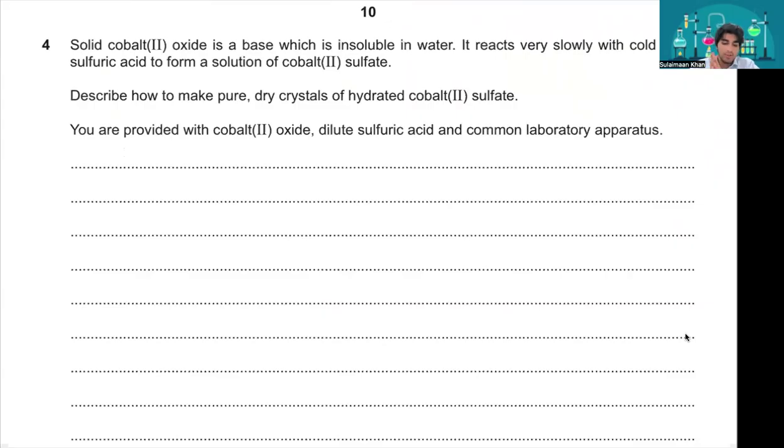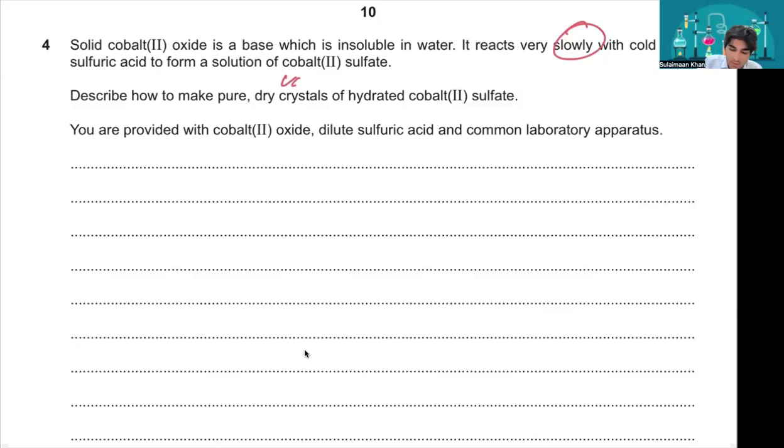Okay, do this. Solid cobalt oxide is insoluble in water, but reacts with cold dilute sulfuric acid to form a solution of cobalt 2 sulfate. Remember, very slowly. So if it's reacting very slowly, what do you need to do? You need to heat it, stir it, heat it, stir it.